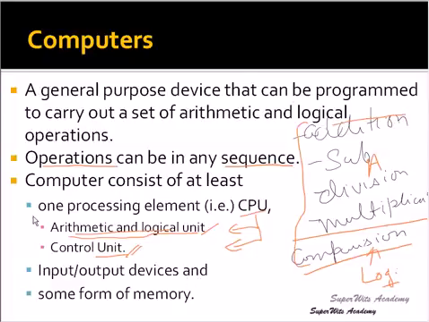Now, the next thing which makes a part of a computer is input and output devices. You all know how keyboard and mouse are the input devices, whereas monitor, printer, plotters are the output devices, right? Along with this, you require some sort of memory. It can be a primary memory or a secondary memory, right? So there are two types of memories, primaries and secondaries. Primaries are volatile, secondaries are non-volatile.